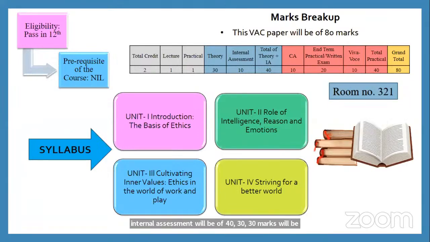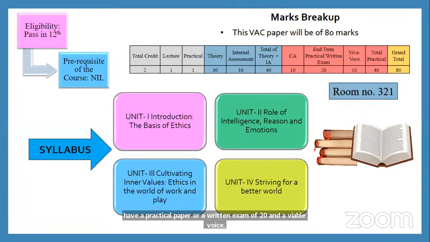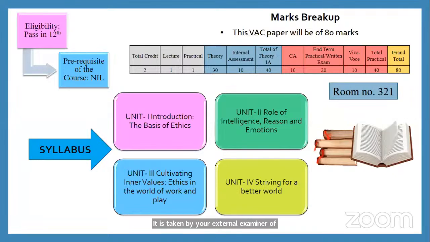Then we have continuous assessment of 10 marks. Then we have a practical paper or a written exam of 20 and a viva voce, which is taken by an external examiner, of 10 marks, and it totals up to 80 marks. The classes of this course are going to take place in room number 321. If you have any doubt regarding this subject, you can meet me on Tuesday in room number 321.